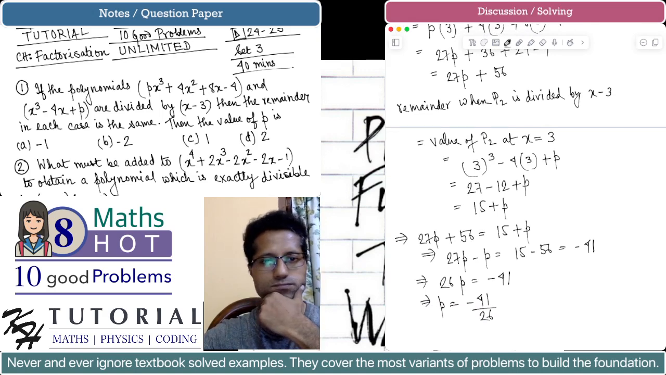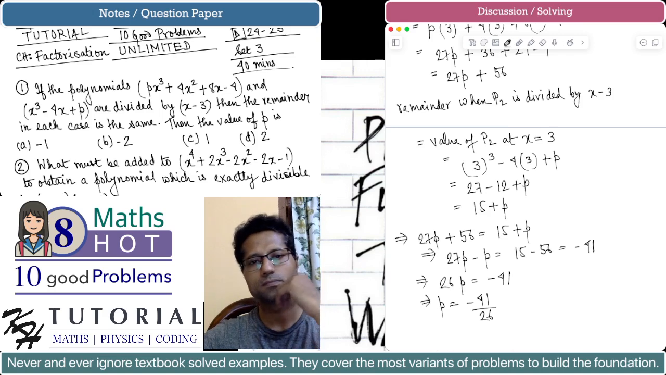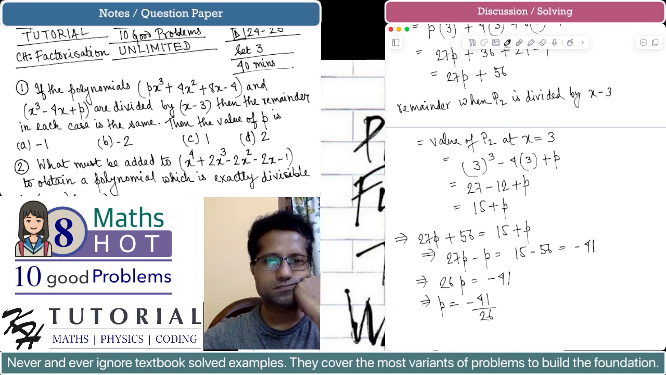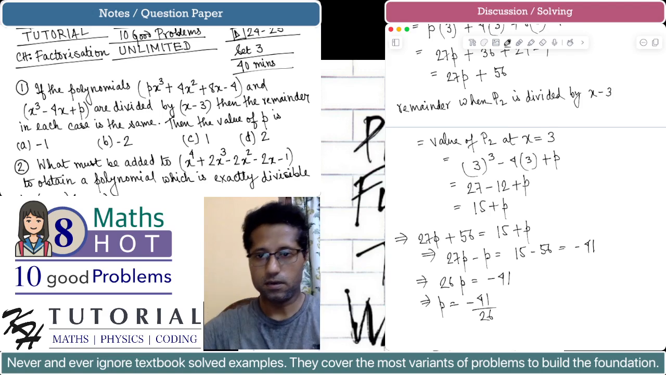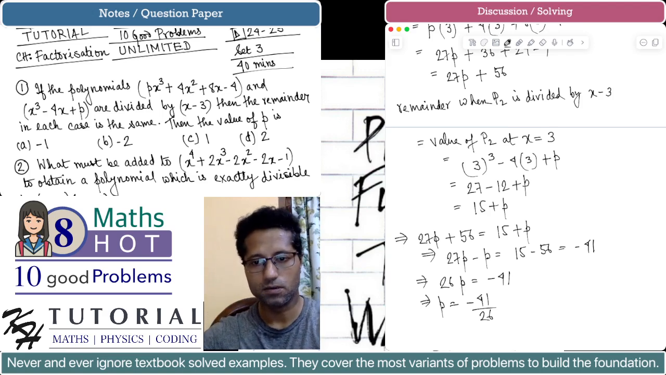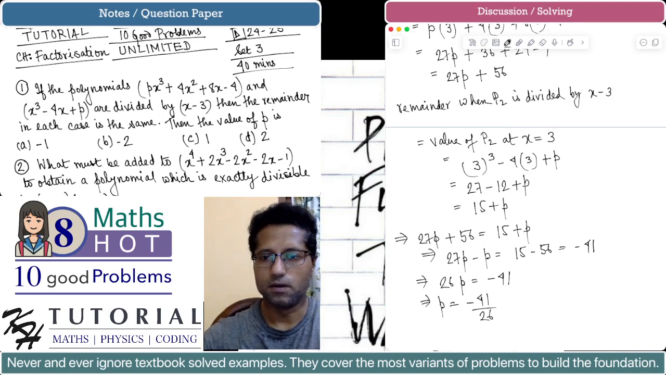If the remainders are the same, then the value of p is... I'm not sure. In my solution, the value of p is not coming to be an integer, it is coming to be a fraction. It is not dividing properly. I'm putting a question mark.